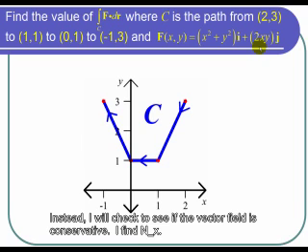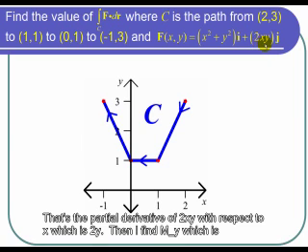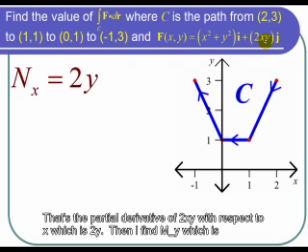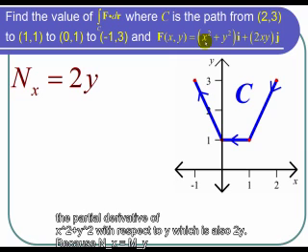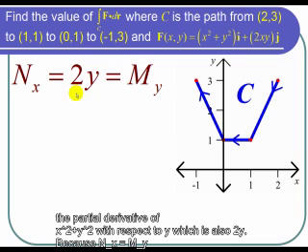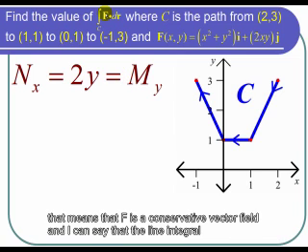So I find N sub x, and that's the partial derivative of 2xy with respect to x, which is 2y. Then I find M sub y, which is the partial derivative of x squared plus y squared with respect to y, which is also 2y. So because N sub x is equal to M sub y, that means that F is a conservative vector field.